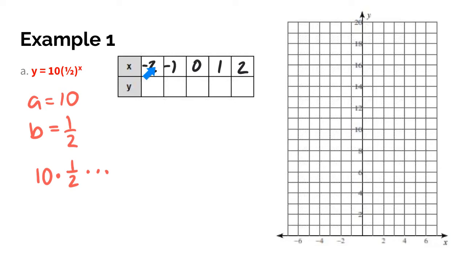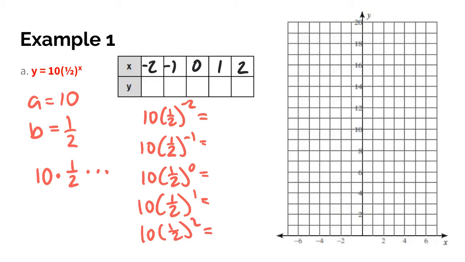So now, by taking my inputs, all I'm going to do is plug my inputs in where x goes. So I have 10 times 1/2 to the -2nd power. I'm going to have 10 times 1/2 to the -1st, and so on and so on. And my goal for each of these inputs is to then simplify them and figure out what I would get for my outputs. So plugging those into my calculator, I would get 40, 20, 10, 5, and 2.5.